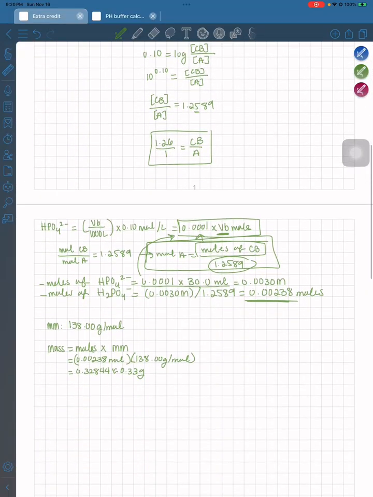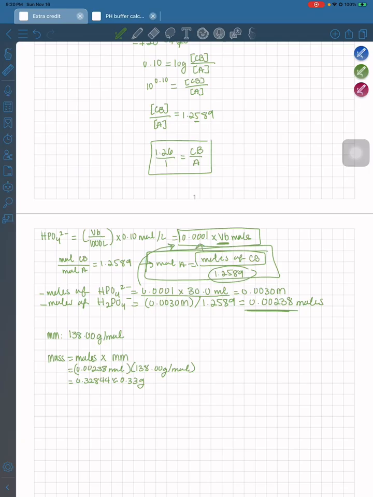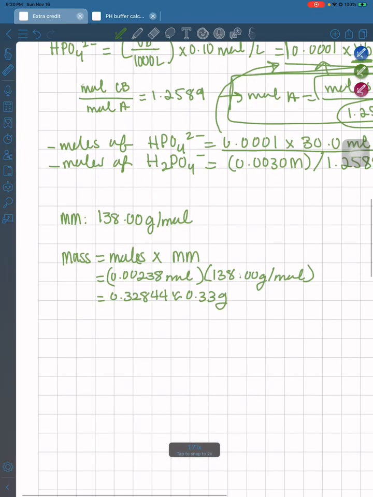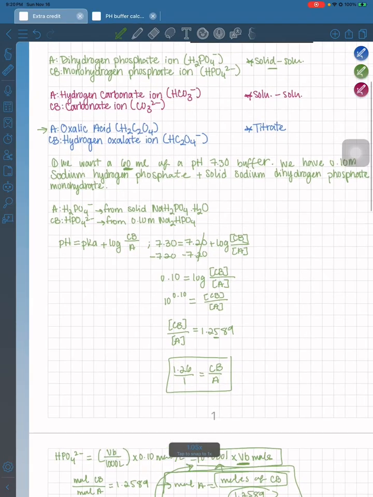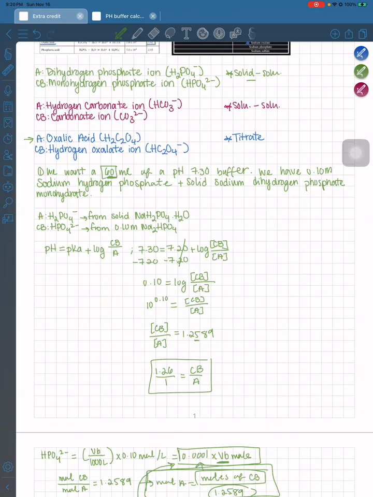And then we can weigh about 0.33 grams of solid sodium dihydrogen phosphate monohydrate, and you can aim for anything above or below of 0.005 grams as long as it's close to that value. And then the last step is just to combine the two, mix them, and you can also dilute it by adding water to reach the 60 milliliter goal, just because our goal initially was 60 milliliters.